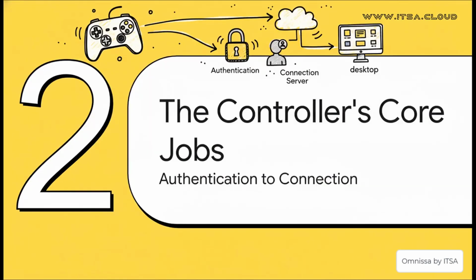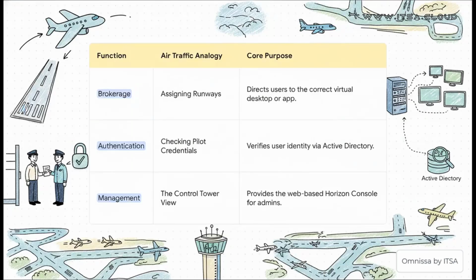Now, any good controller has a few absolutely critical jobs to keep things running smoothly. So let's break down the three core jobs of the Horizon Connection Server. This is everything that happens from the moment a user tries to log in to the second they actually see their desktop pop up. Okay, let's walk through this. First up, you've got brokerage. This is just like the controller assigning a unique runway to an incoming plane. The server sees a user's request and directs them to the exact virtual desktop or application they're supposed to have.